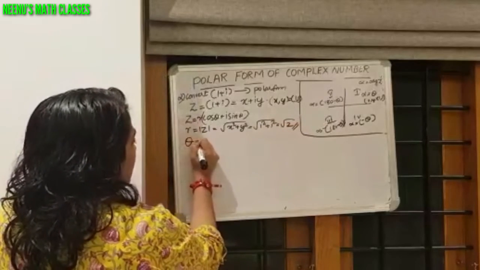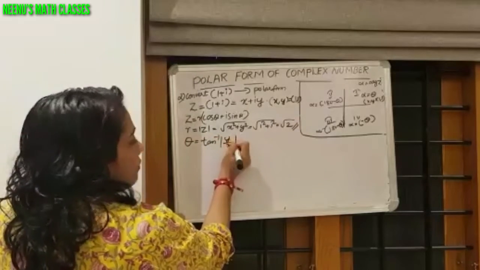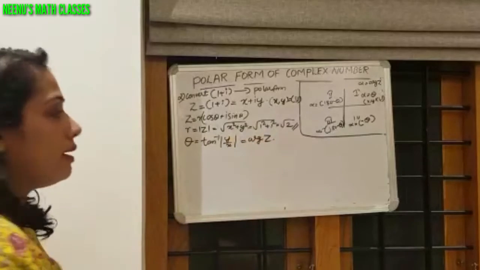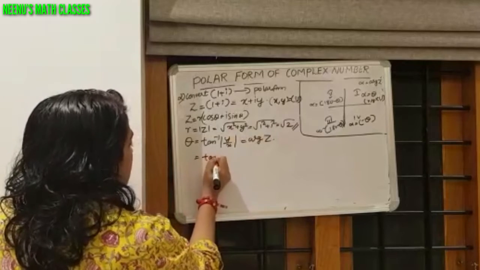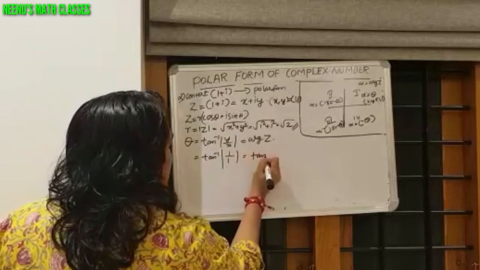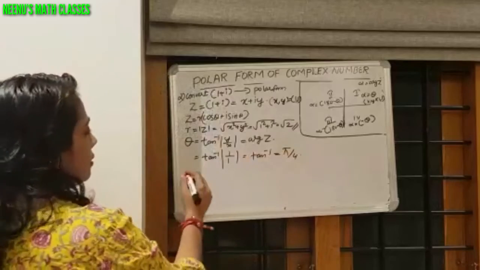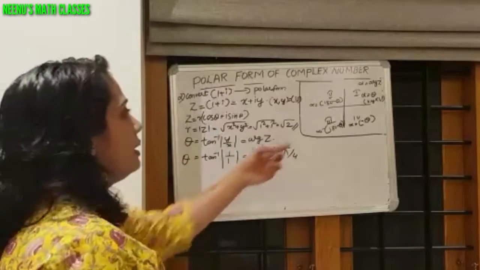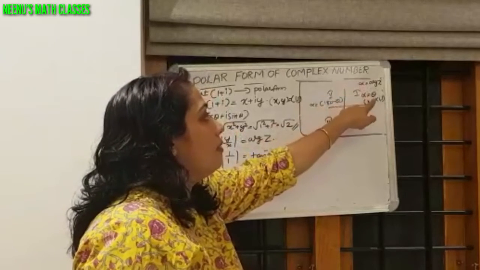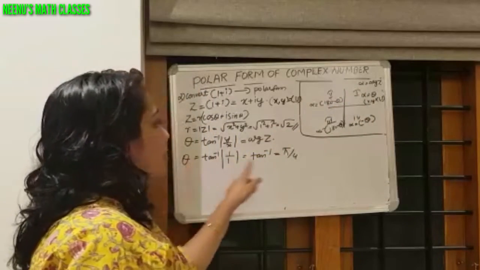Then theta is equal to tan inverse of mod y by x, which is equal to arg Z. So tan inverse of mod 1 by 1, which is equal to tan inverse 1, which is equal to pi by 4. Now we have to check theta equal to pi by 4, which is in the first quadrant. So arg Z, let's take arg Z equal to alpha, so alpha equal to theta. So the value of arg Z equal to pi by 4.